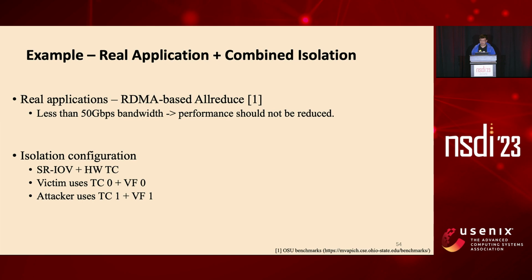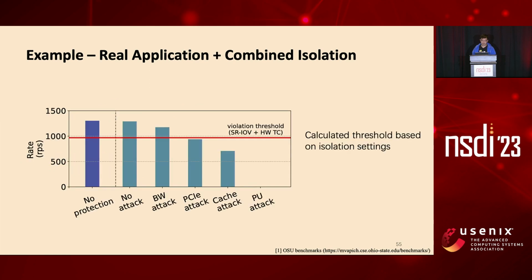Now we present another example with a real application, an RDMA-based all-reduce traffic. And in this test, we also try to combine all the isolation mechanisms as best as we can. For example, we enable both SR-IOV and hardware traffic class together. We didn't enable all 3 isolation solutions we mentioned before because currently, Justitia is not compatible with SR-IOV. And we compute the expected threshold based on the isolation settings, shown as the red line in this figure. We can see that this powerful combination can provide some isolation, like preventing the bandwidth attacker, but yet cannot prevent our attacks that target those microarchitectural resources.